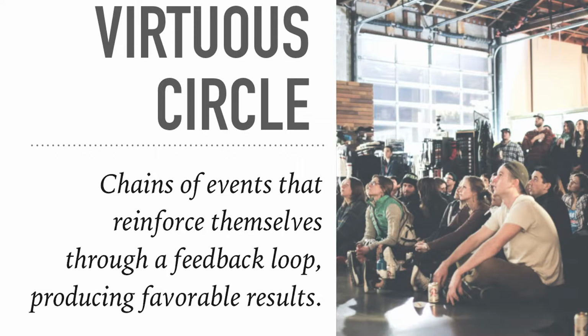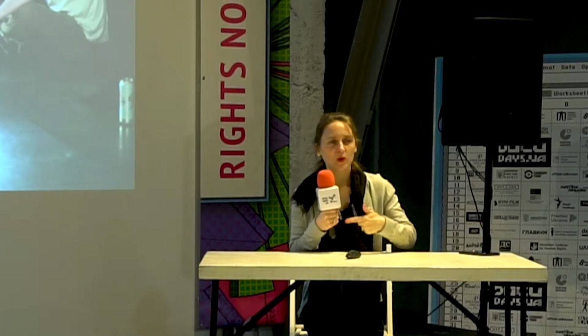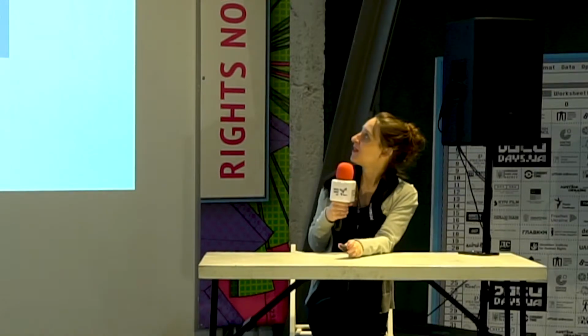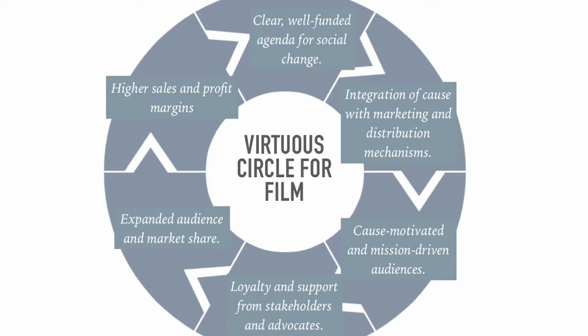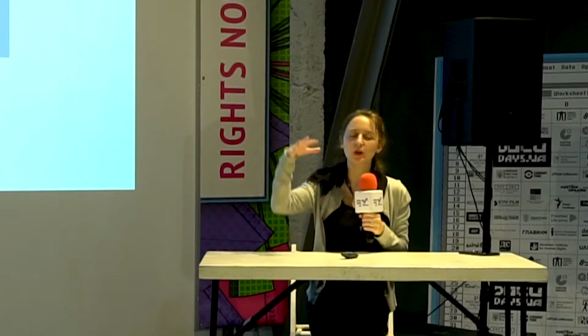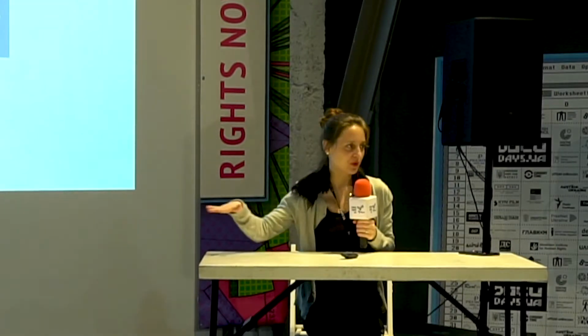distribution process. Further, what we try to create from a philosophical standpoint is a virtuous circle. So we try to create a chain of events that reinforces itself through a feedback loop, a positive feedback loop. And I'll show you what I mean by that. At the top of the virtuous circle for film, you have a film that has a clear agenda for social change. So with Death by Design, the clear agenda was, we want to use this film to educate, to create coalitions, and to mobilize corporations. Three very clear goals. And we knew we wanted to enact those goals through a grassroots screening strategy.